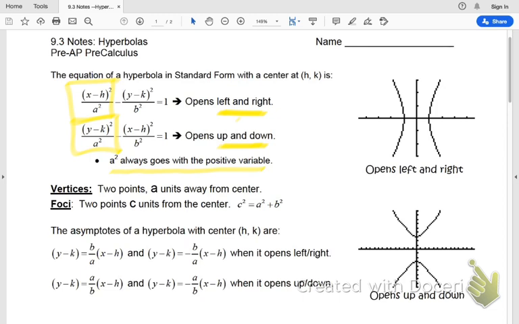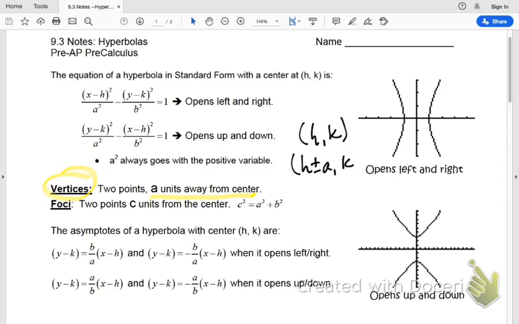All right, once you know if it's horizontal or vertical, you need to determine the vertices. And those will always be a units away from the center. So if it's a horizontal hyperbola, you'll take that center and you're going to add or subtract the a value to the x value of the center. If it's a vertical one, the y value is going to change, so you'll add or subtract that a value to the y value of the center. That will give you the two ordered pairs for the vertices. Your vertices are here and here on the horizontal, and they're here and here on the vertical.